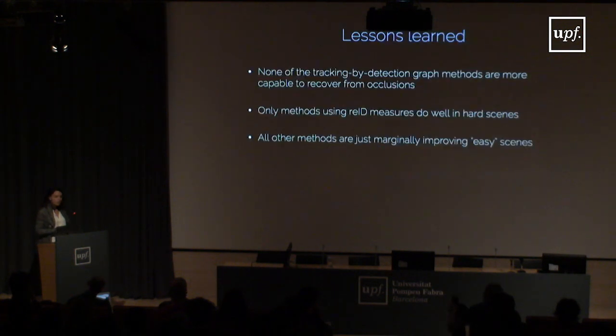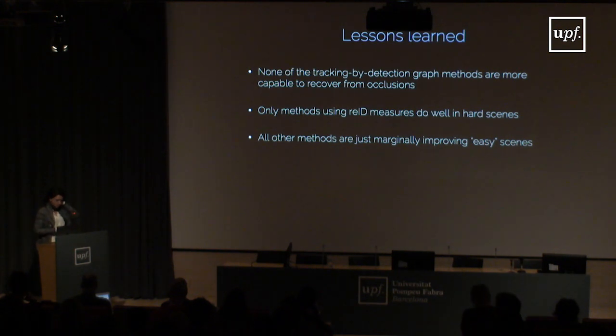And so in the paper, we have a more thorough analysis, but I want to point out 3 key findings that we found during our analysis. One is that actually all the methods based on graphical models, which are supposed to be much better at recovering trajectories from occlusions, because you have connections from the beginning of the video to the end of the video. These are actually not so capable at recovering these occlusions.